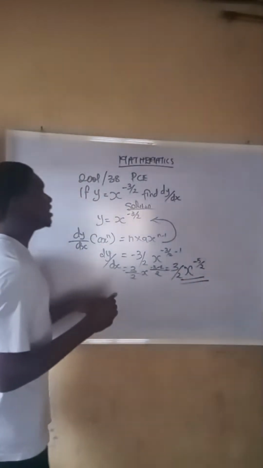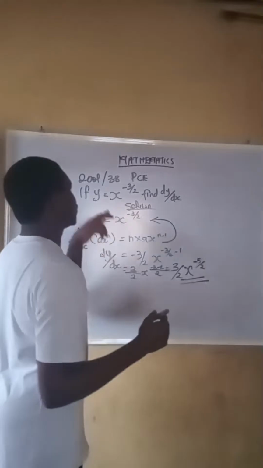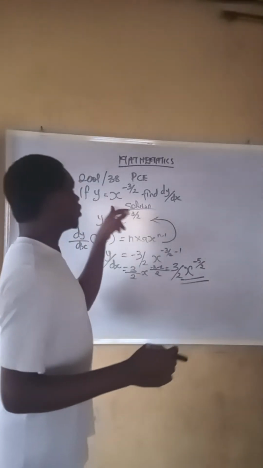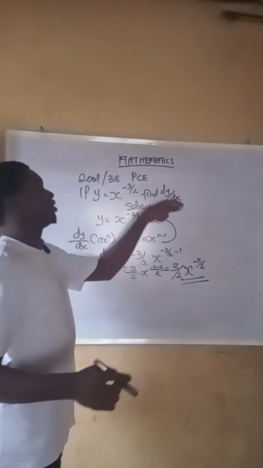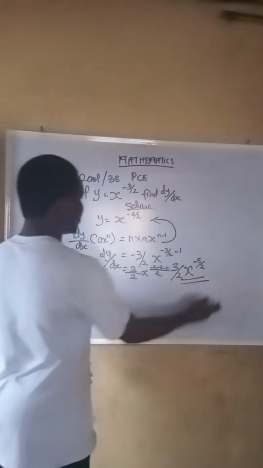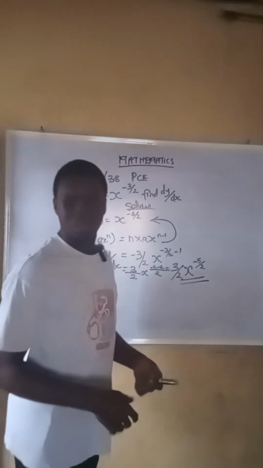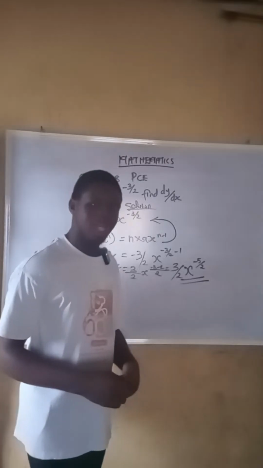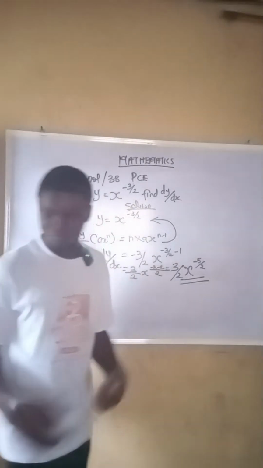So this is the derivative of this function y is equal to x to the power of negative 3 divided by 2. Find dy over dx. This is the derivative. So if you have a question pertaining to this, you can feel free to ask in the comment section. Let's go.